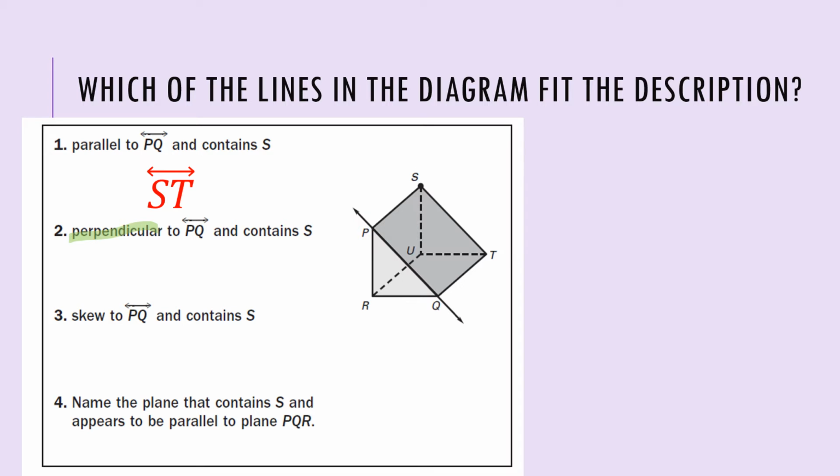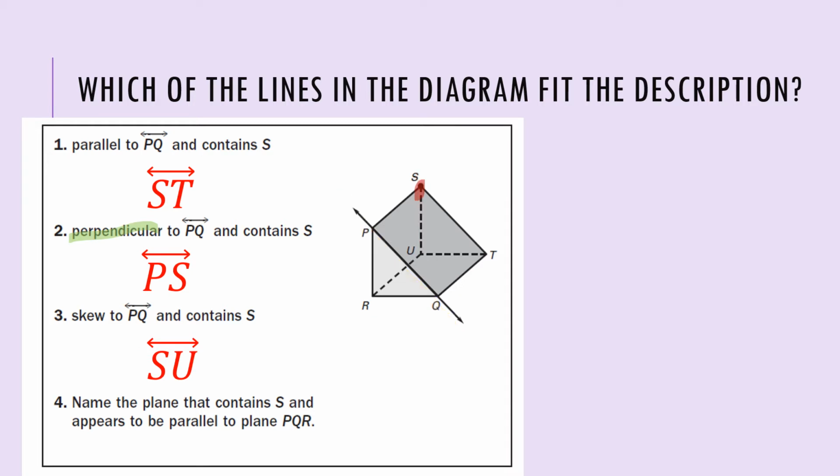Skew, so we have PQ, skew, and contains S. So it cannot be going in the same direction. It obviously cannot intersect it, because if your lines are intersecting, then they're coplanar. So here's S, and I would say you could do SU here, because those 2 are not going to intersect. Oh, whoops. Sorry, guys. SU would be your answer.